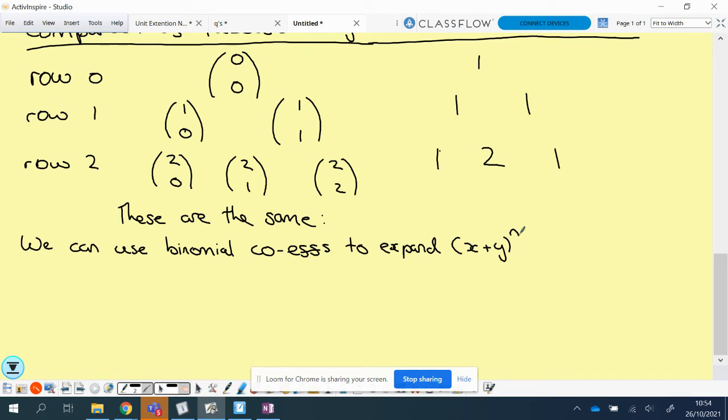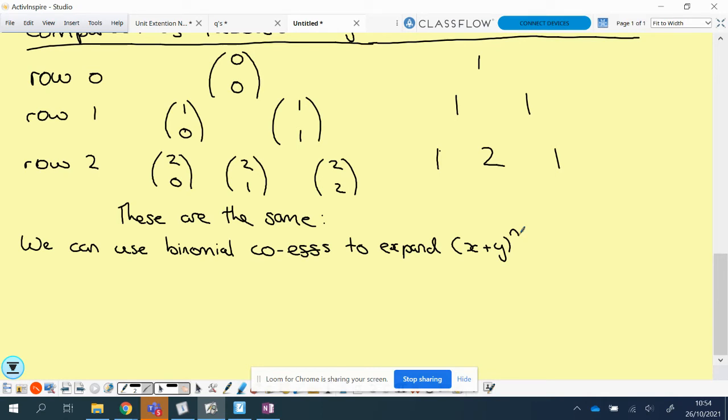Okay, so we can use these coefficients, we can use the rows in Pascal's triangle rather than actually having to multiply out lots of brackets. So for example, if the power was 10, I would just use the 10th row in Pascal's triangle as opposed to trying to multiply out 10 lots of brackets. Okay, it'd be a lot quicker that way.